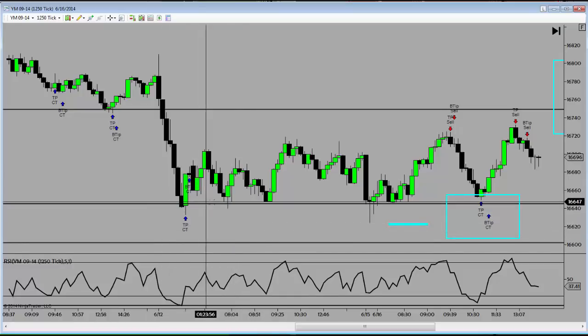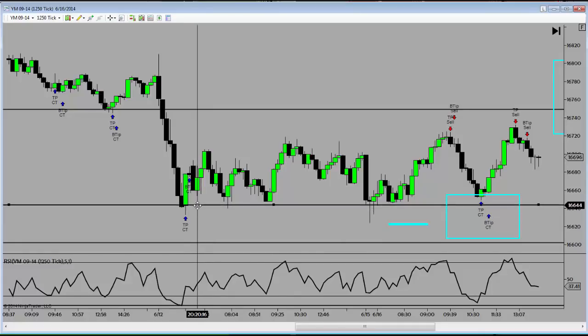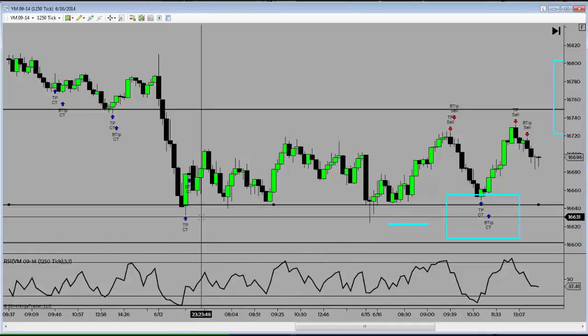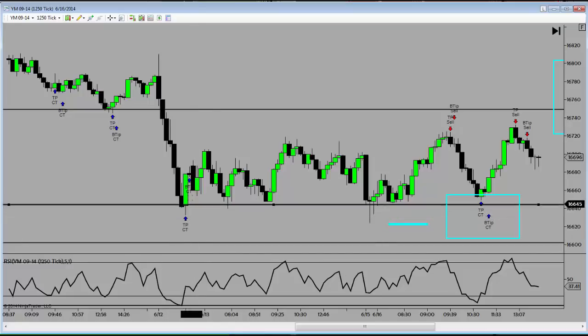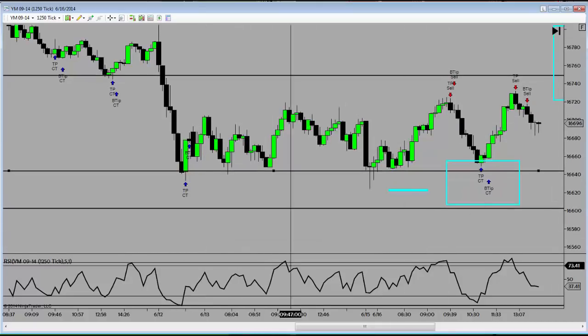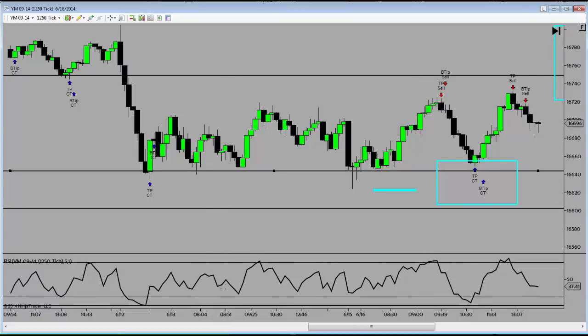I drop the horizontal line in right here, and as you can see, I typically crop the wicks. So I drop it in right there at the base of the candle. I discount the wick because the market opened, drove, and then closed higher. Now, I remember we've got to respect the wick for the value of the protective stop.